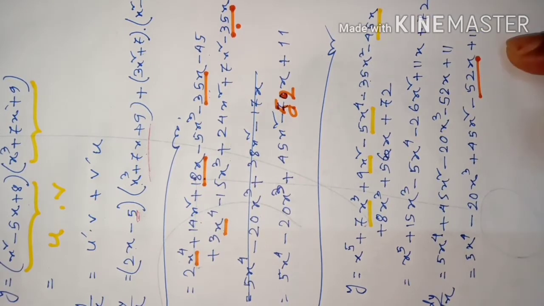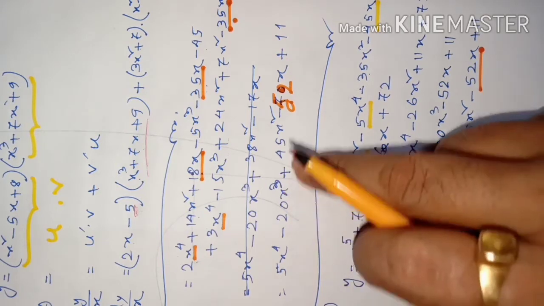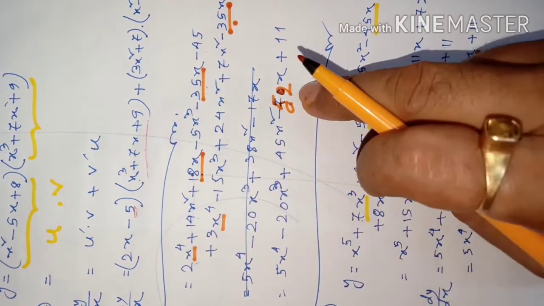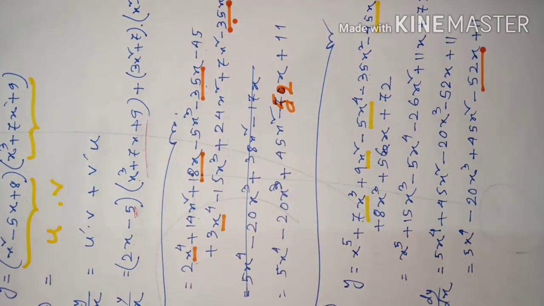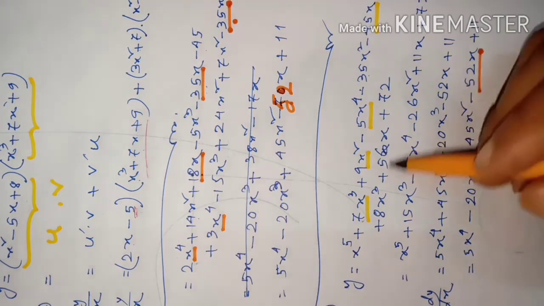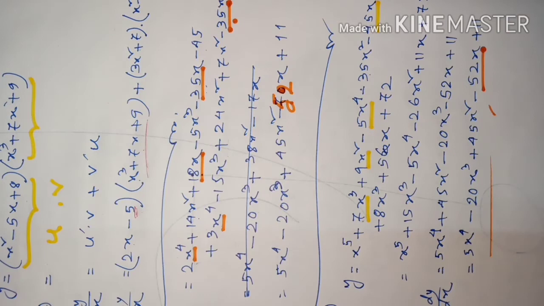So this is the answer. Same answer we are getting: 5x^4 minus 20x cube plus 45x square minus 52x plus 11. Here also same. Okay, now the same answer we are getting. So by the product rule or by expanding into a single polynomial also we are arriving at the same answer. By logarithmic differentiation, let us see.